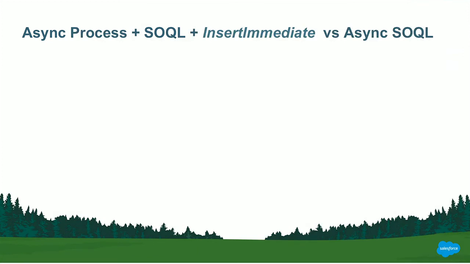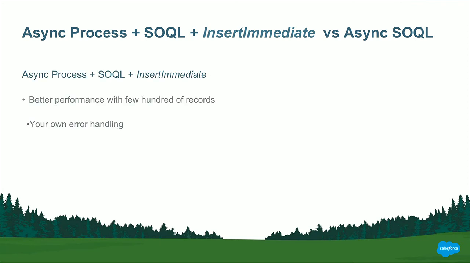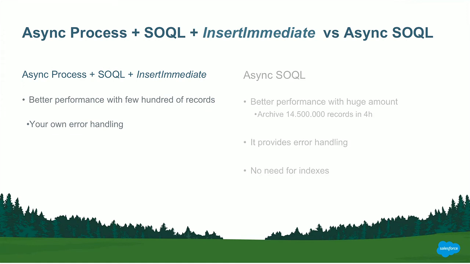That's all for Async SOQL. But right now, maybe you are wondering about the differences between doing an async process like batch Apex or Queueable plus SOQL plus database.insert immediate versus Async SOQL. For the first one, maybe it has better performance if we have just a few hundred records. But you have to create your own error handling. Double check if there is something wrong and create your custom object with the error, for example.